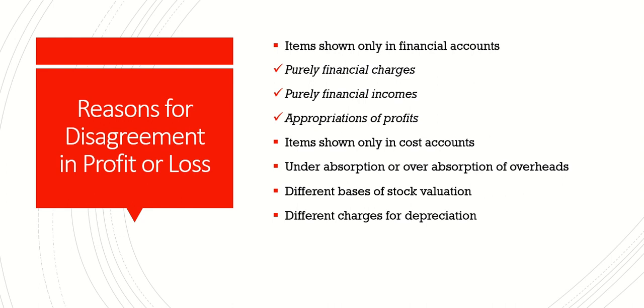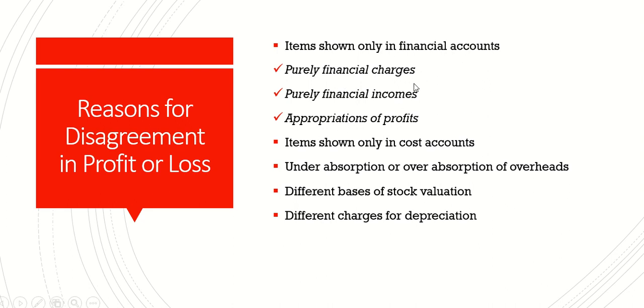Moving on to the next topic, which is reasons for disagreement in profit or loss account. There are five reasons why there is a difference shown in your profit and loss account between your financial accounts and cost accounts. The first reason is items shown only in financial accounts. There are a number of items which appear only in your financial accounts and not in your cost accounts. While reconciling, any items under this category need to be considered. These items are classified into three categories.